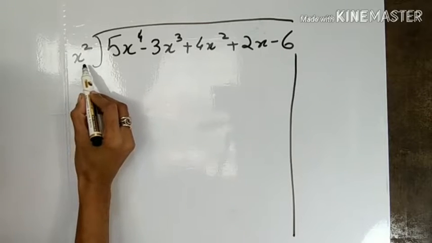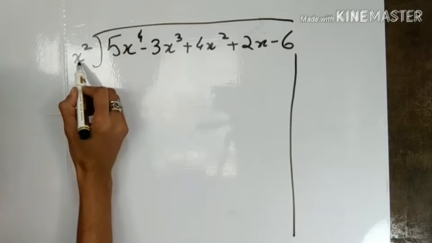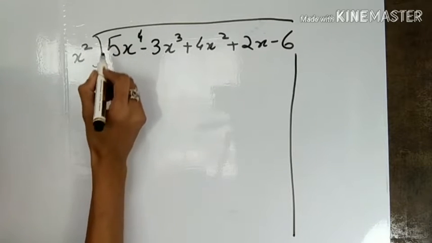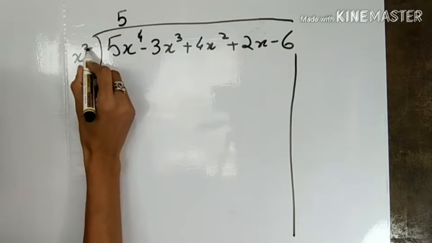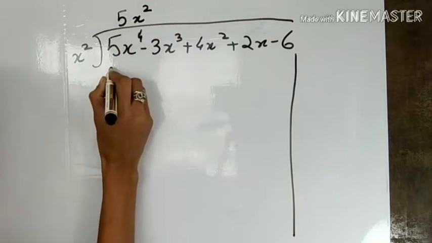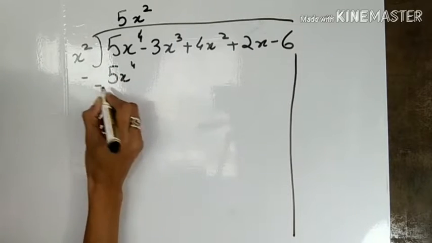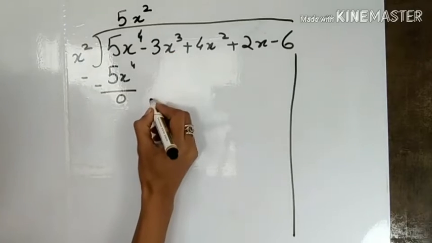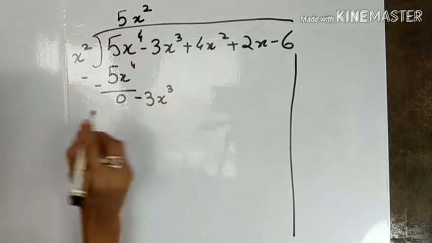The problem here is this is our dividend and we are dividing it with the divisor x squared. The first term is 5x raised to 4 and we have here x squared. So we need 5x raised to 4. I'll multiply with a 5. We have here x squared. I need x4, so I'll multiply with the x squared. That gives me 5x raised to 4. Signs change due to subtraction. Remainder is 0.